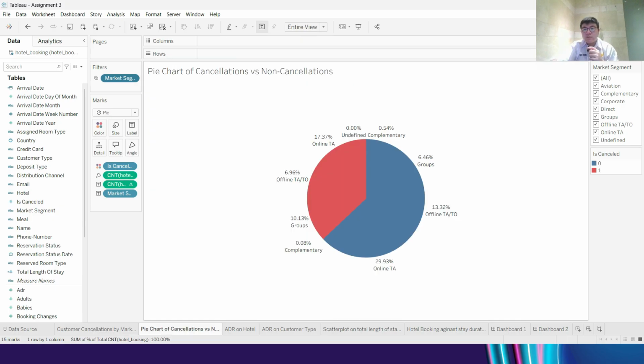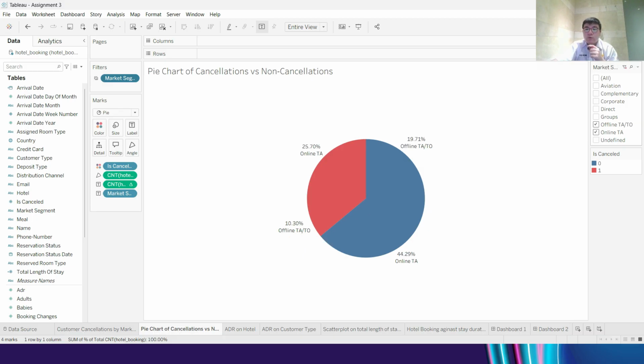The next chart is a pie chart, which shows the total amount of bookings, segmented into the different market segments available in the dataset. On the right-hand side, you can see there are different filters, where if I click on one, it will disable the group that I click on.